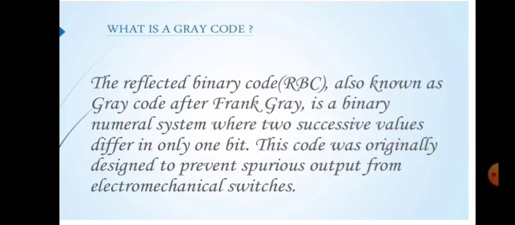Like if the 0 is denoted in gray code like 0000, and the one number is denoted by 0001. In this, the LSB is only differing from 0 to 1. So this is the main concept behind the gray code, that is the difference of only one digit.